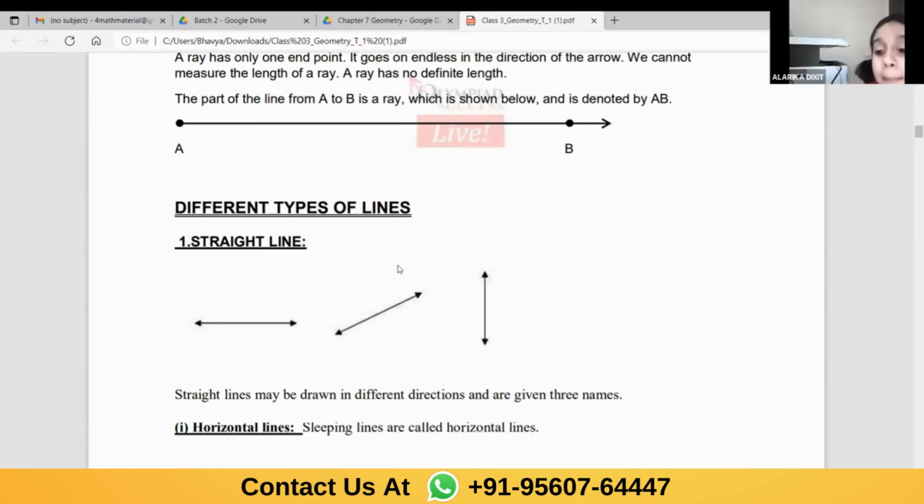Ma'am, is oblique and slanting the same? Alarika, let me teach please. Okay, I will come to that.